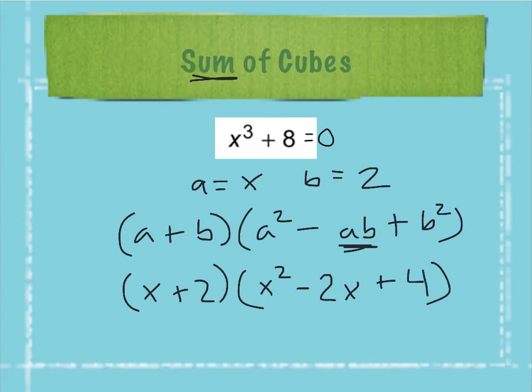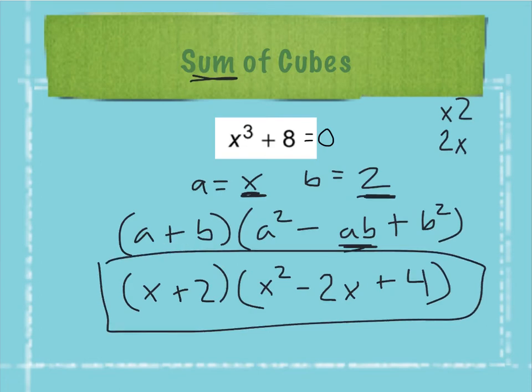Which is 4. Perfect. Why would it be 2 times x if it's a times b? Because 2 is b. Yeah, so we have a times b, so x times 2. Oh, okay. So we just flipped it because we never say x times 2 like that. We always put the number first. It would be 2x. So that's why we flip it. So this is our final answer.